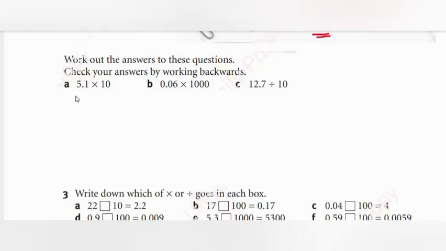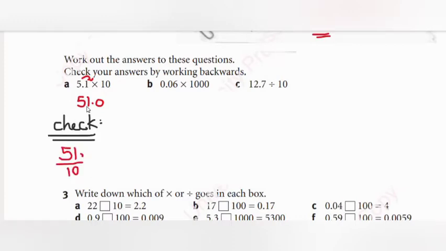For question A, 5.1, when you multiply, the value increases, therefore the decimal moves from left to right, and so we get the answer 51.0. So 5.1 becomes 51, and we check the answer now.